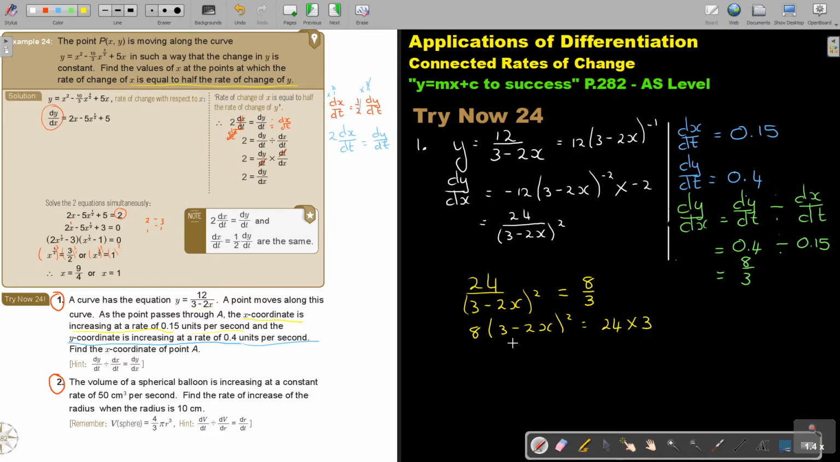times 3. And that is going to give me, if we simplify that now, (3 minus 2x) squared is equal to 72. And if I divide by 8, then I will just get 9. Okay, I can just finish off. Then I'm just multiplying this out. So I will get 9, square this one, multiply the 2 with each other, so it's negative 12x plus 9 is 0. And that is going to give me 4x squared, because that cancels out, 4x squared minus 12x.